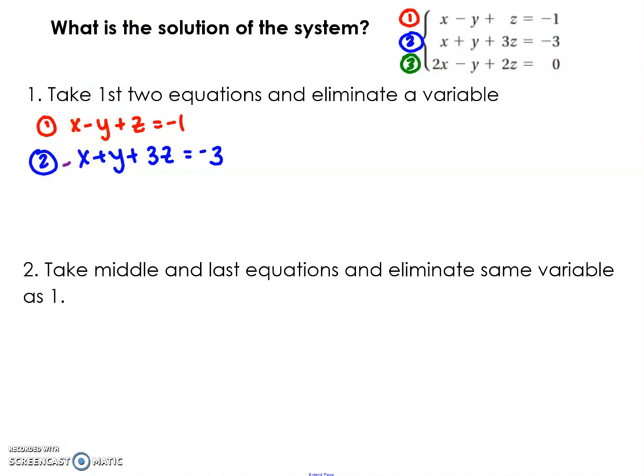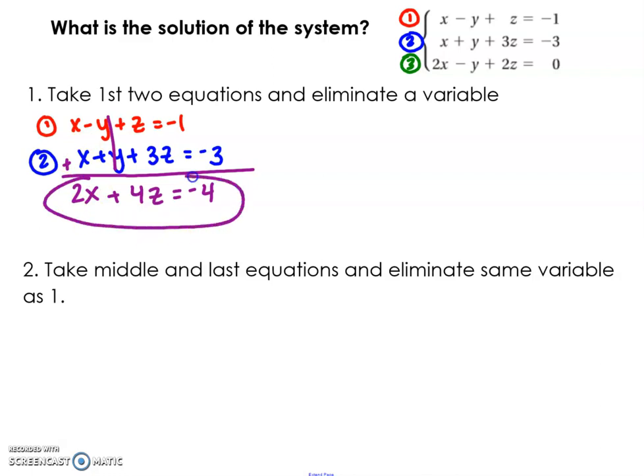We're going to just add these straight down. x plus x gives us 2x. The negative y and the positive y cancel out, or are eliminated. z and 3z gives us 4z. And -1 and -3 gives us -4. So once I do this, I'm creating a new equation that only has two variables. What I like to do is circle it because I'm going to come back to it. That's not my answer. I'm not done, but I'm going to come back to this equation, so I'm going to circle that.